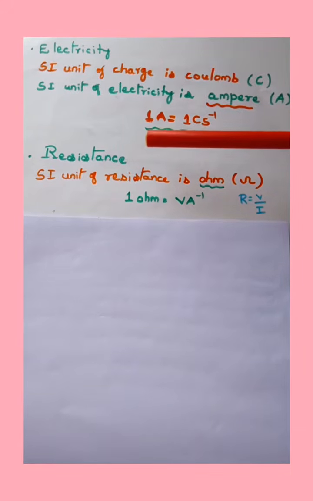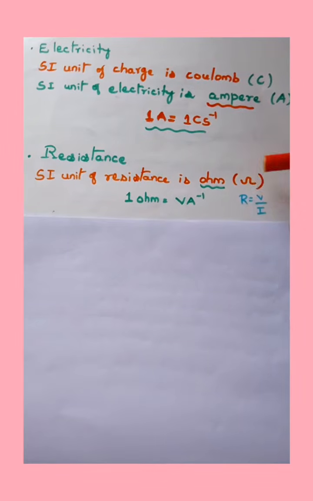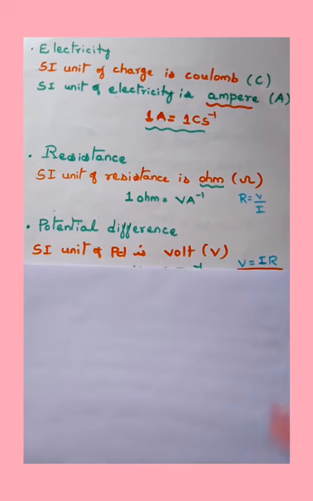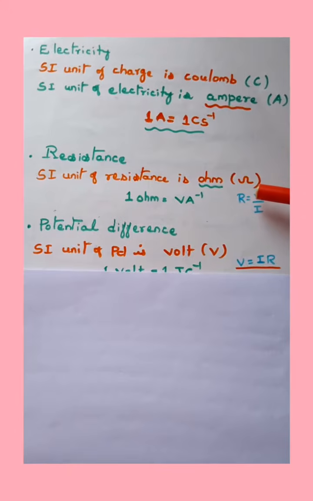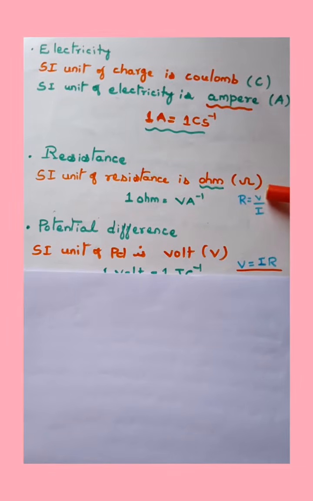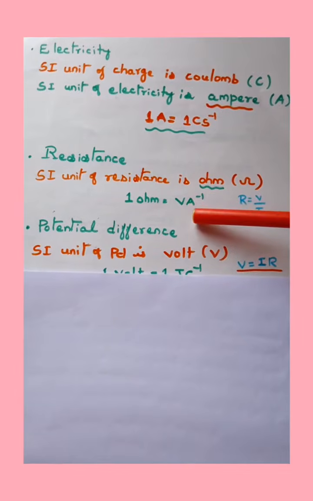Next is resistance. The SI unit of resistance is ohm. The symbol is like this, Ω. 1 ohm is equal to volt per ampere. So when we write the formula for resistance, R is equal to V by I, and hence we get resistance. R is equal to V by I, and for voltage the unit is volt only, for current it is ampere. When you take this to the denominator, it becomes per ampere. So 1 ohm is equal to 1 volt per ampere.